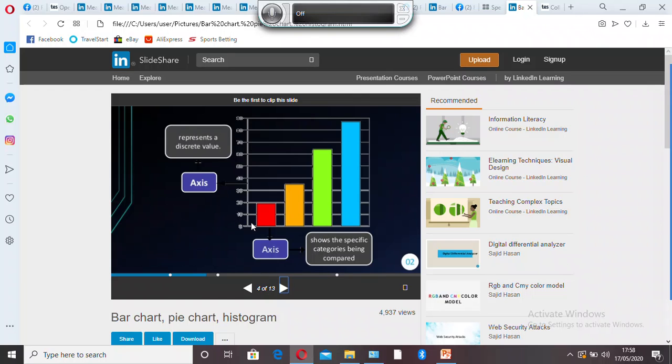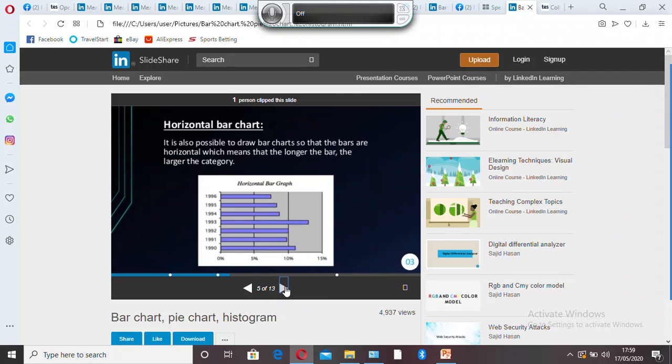Then the distance between them, look at the spacing, is the same. The space before this and this is the same as the space between this and this, and the space between this and this is also the same. So that's one thing you should look at. The spacing will always be the same, and the bars will be of the same width. That's one thing you always notice in a bar chart.